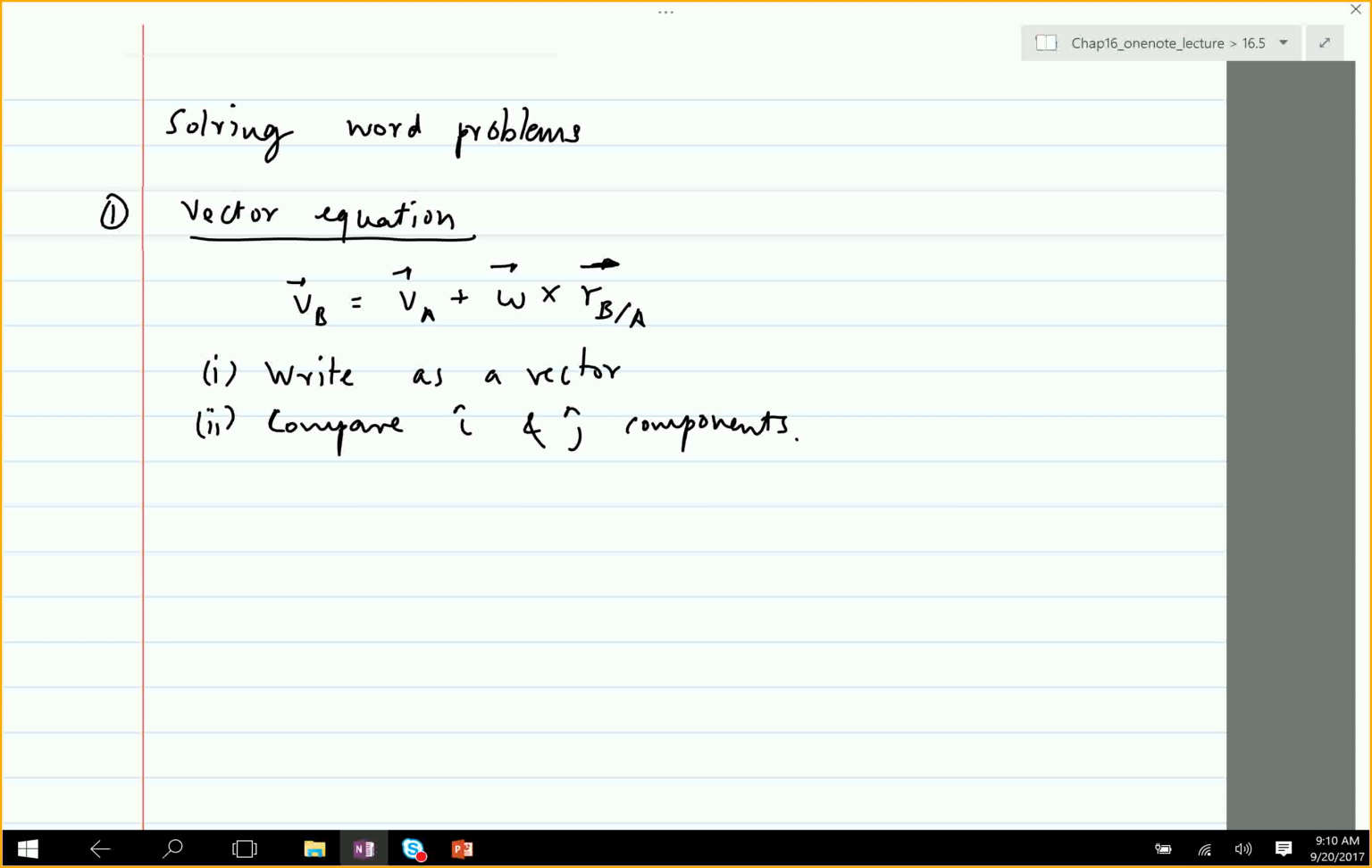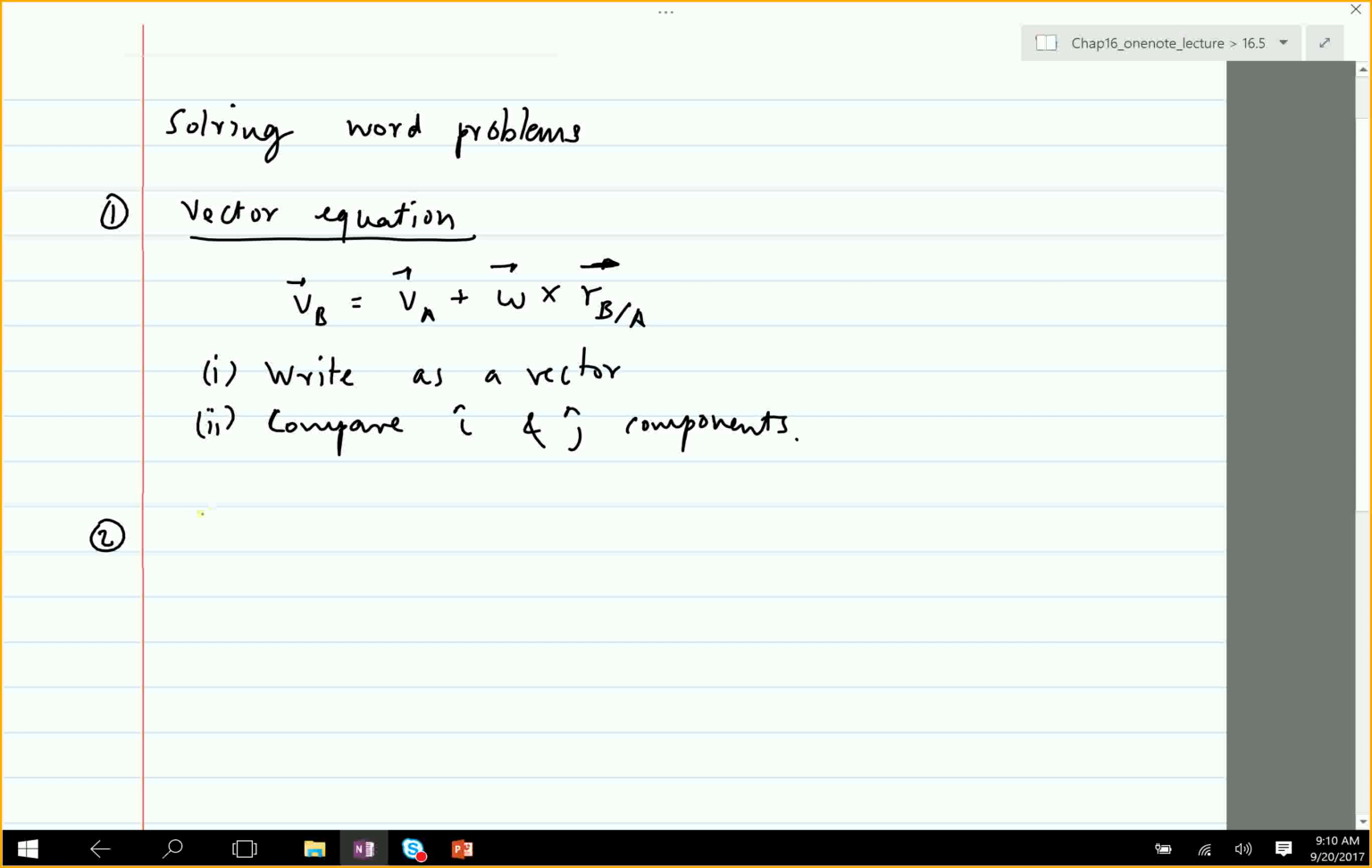For this equation to be valid, the i component on the left side should be equal to the i component on the right side, and the j component on the left side should be equal to the j component on the right side. And you can use that fact to solve for unknowns. What you see here is not one equation but 2 equations, because it's a vector equation. If you thought that was confusing, when I do the problems, it will be more clear.